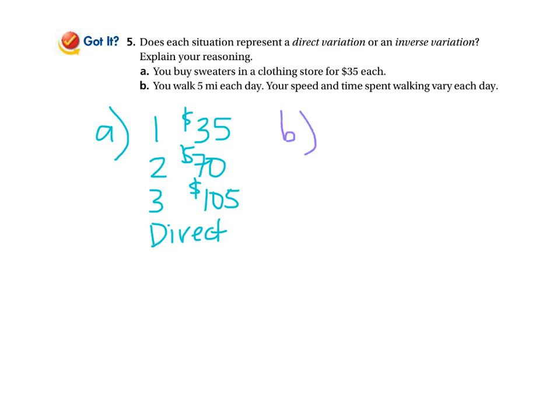If you walk, so it's 5 miles each day, right? So speed and the time, which actually it probably would be the other way around, but if you walk at 1 mile per hour, it's going to take you 5 hours. If you walk 2 miles per hour, it's going to take you 2.5 hours. If you walk at 5 miles per hour, it's going to take you 1 hour. And you can clearly see that as your speed is increasing, your time is decreasing, and that is an inverse variation. Inversely varies with each other.